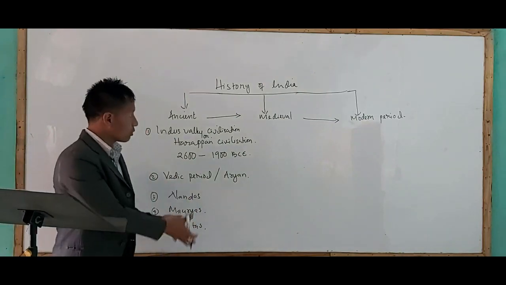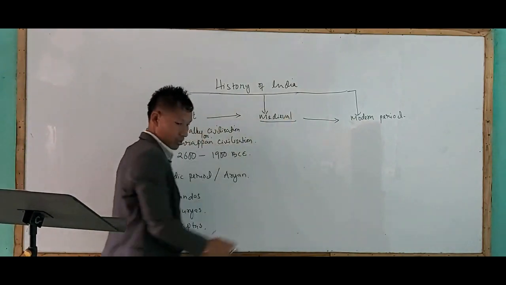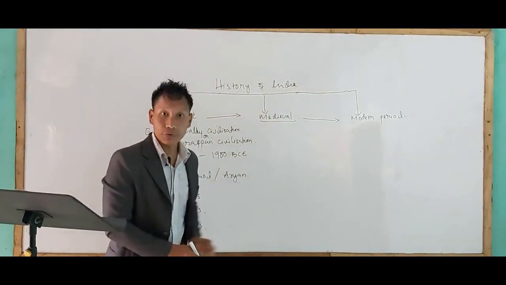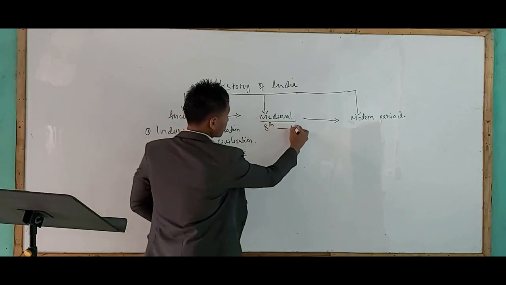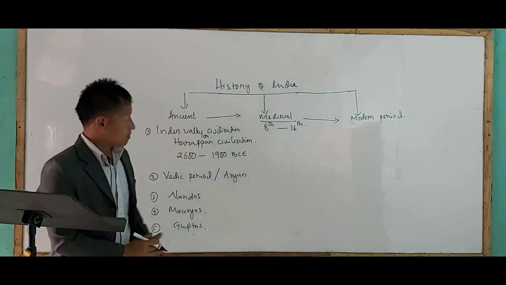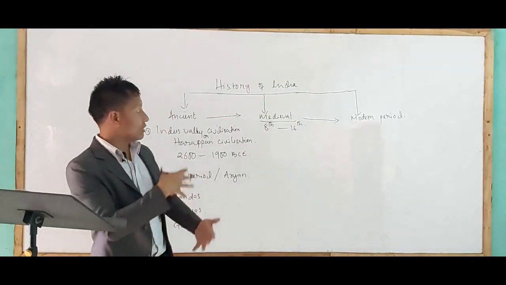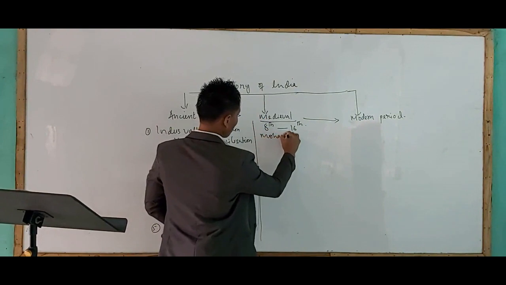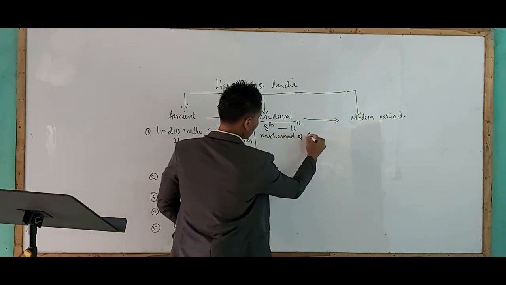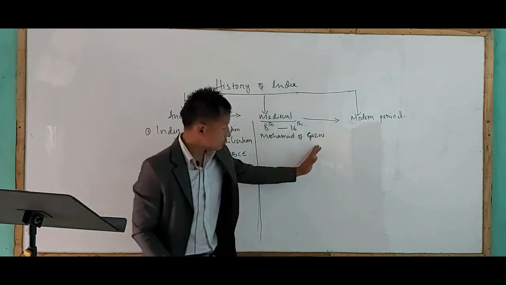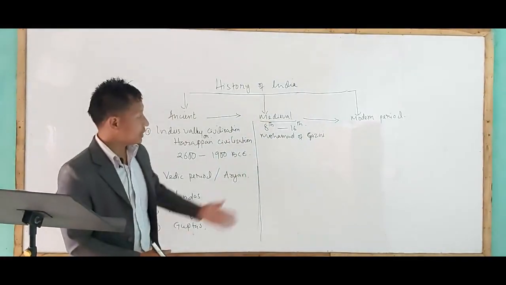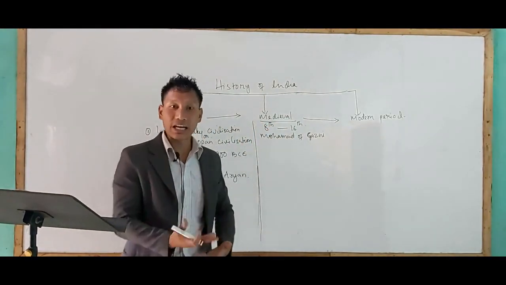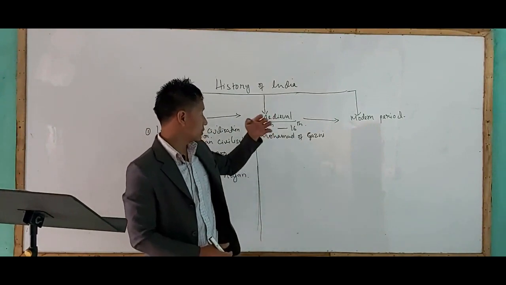So many dynasties ruled over India, and then we have the medieval period. The period where the Muslims ruled over India is known as the medieval period, and it starts from the 8th century to the 16th century. The medieval period starts with the invasion of Muhammad of Ghazni in India. He invaded India 17 times, the history says 17 times, but he did not stay in India. So he laid the foundation for the Muslim rule in India.